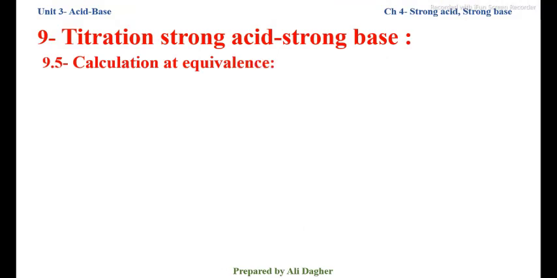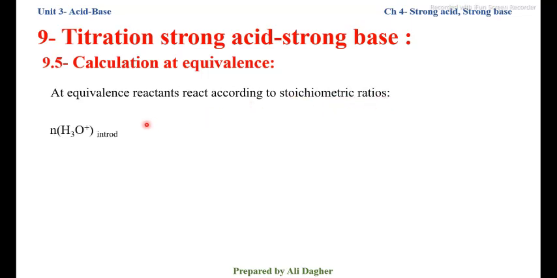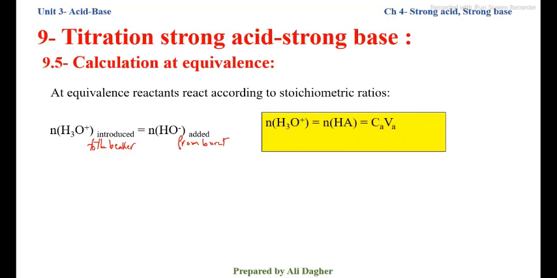Calculation at equivalence. How can we calculate the concentration of the solution to be titrated? At equivalence, reactants react according to stoichiometric ratio, that means the number of moles of H3O+ introduced to the beaker equals the number of moles of HO- added from the burette. Number of moles of H3O+ equals the number of moles of the acid HA, which equals CaVa. Then we can replace the number of moles of H3O+ by CaVa.